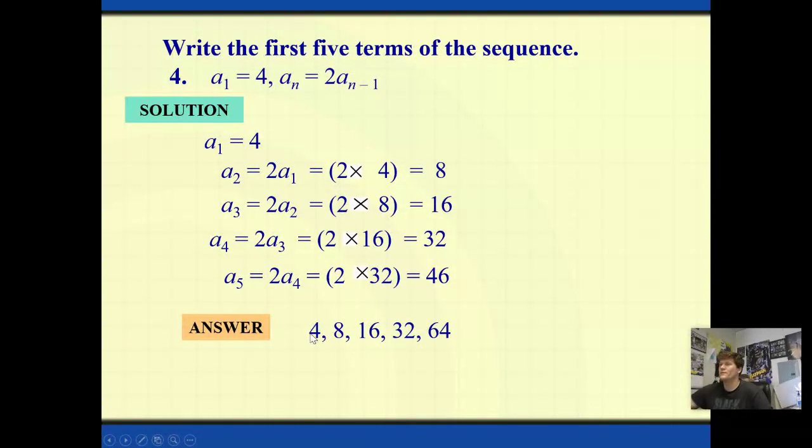But using our recursive formula to come up with our sequence. That's all I got for you guys.